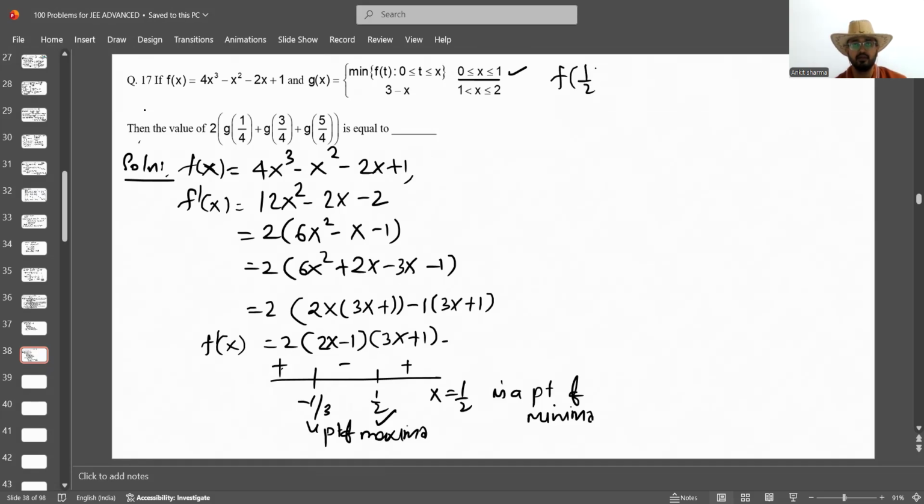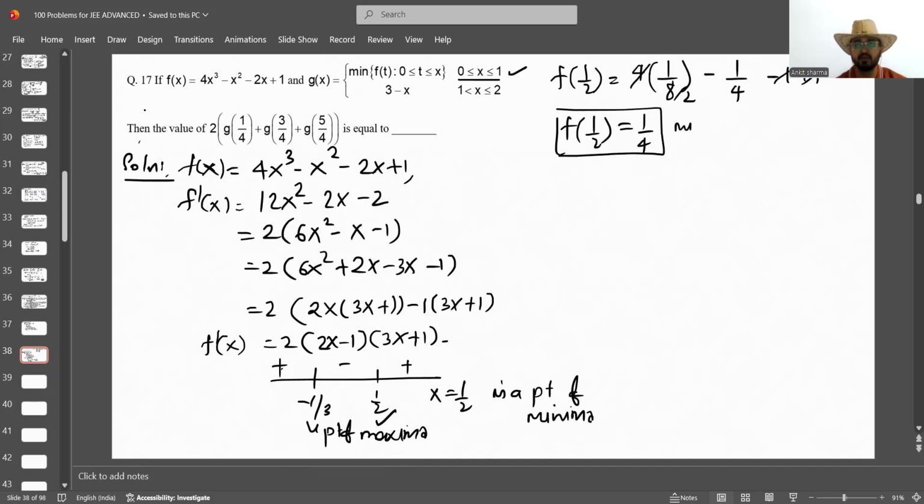So f of half we will find out. f of half will be 4 into half cubed, which is 1 over 8, minus 1 over 4, minus 1, and then plus 1. So both of them cancel each other, and this is 4 over 2, so this gives me 1 over 4. So f of half is 1 over 4. That means the minimum value is 1 over 4. This is the minimum value.